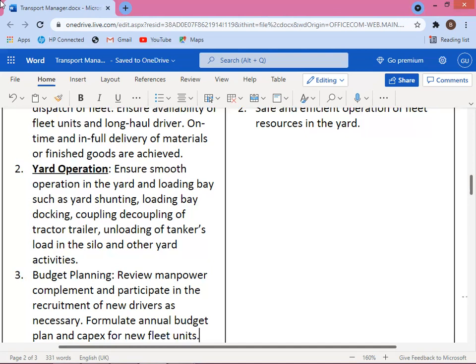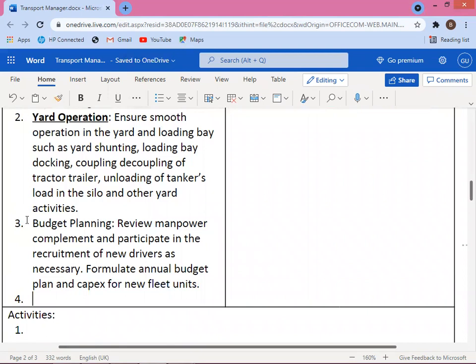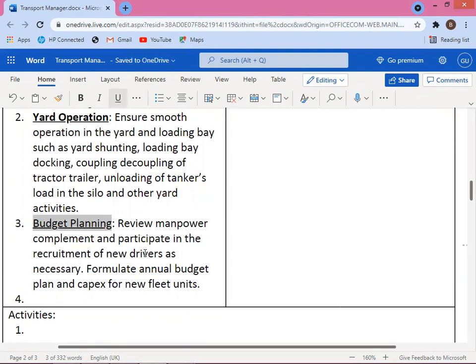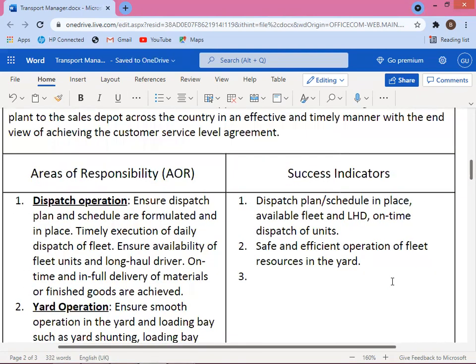Okay, that's it. We are going to again make this one bold and underline it. So we write the success indicators for number 3. Just say timely approval of the budget. You need to have the budget before the year starts. The fiscal year budget, annual. Because without the budget, you will not be able to run the business, the transport business. Very important that you have the budget.